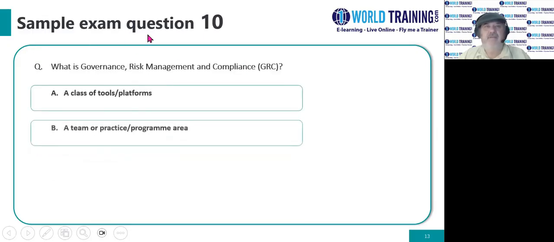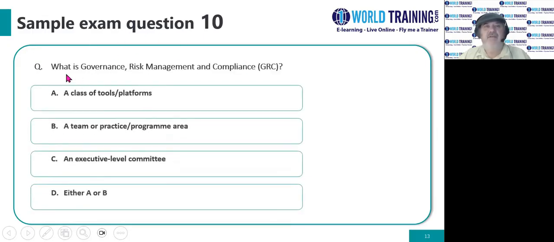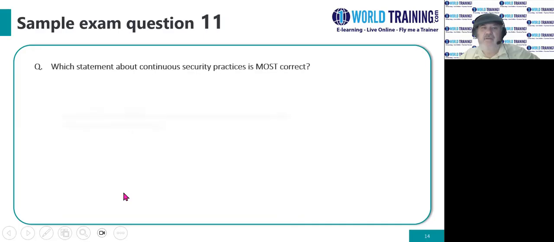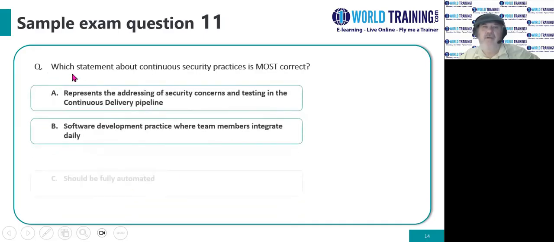Okay, sample exam question 10. What is governance, risk management, and compliance, GRC? Okay, it can be some tools, so A is possible. A team or practice certainly can be that. An executive level committee, not that. So I think A or B works.